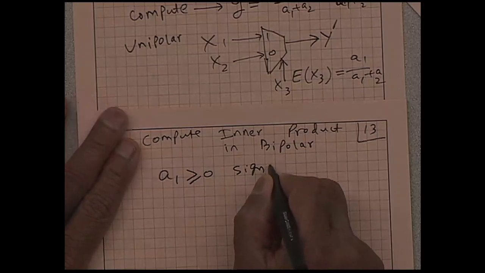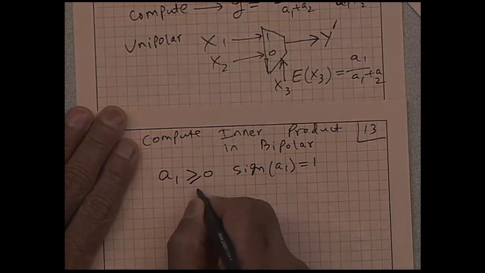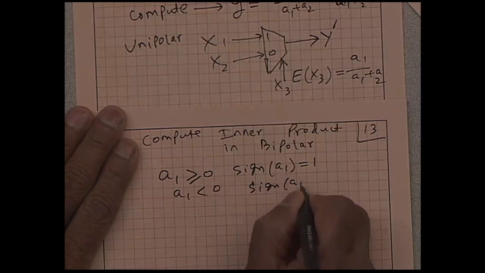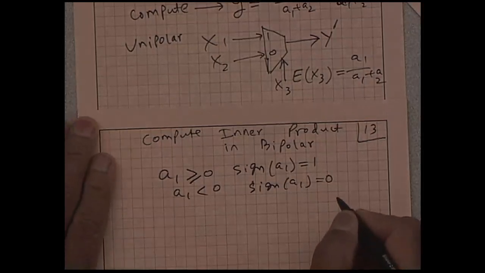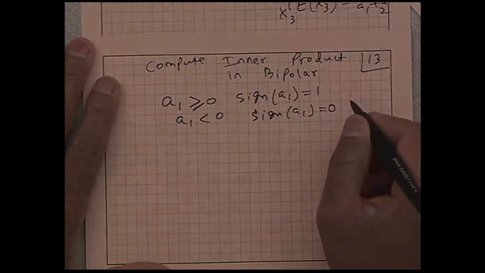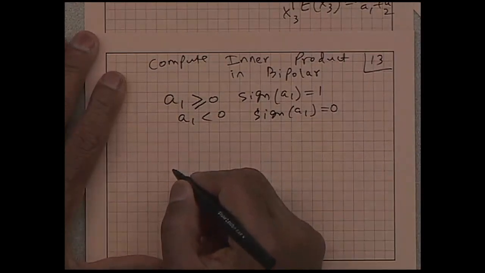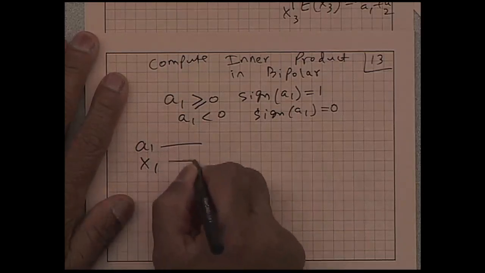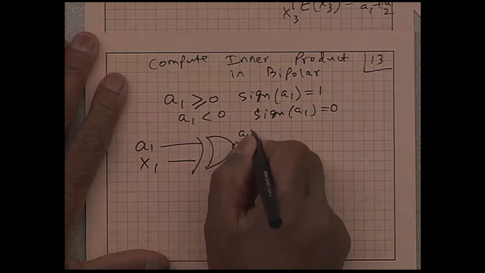So sine of A1 is 1, and if that's negative, sine of A1 is 0. Okay. So in bipolar, let's start with the value of A1 x1. How do I compute a product A1 x1? If I start with A1 and x1 and have an exclusive NOR gate, that's A1 x1.